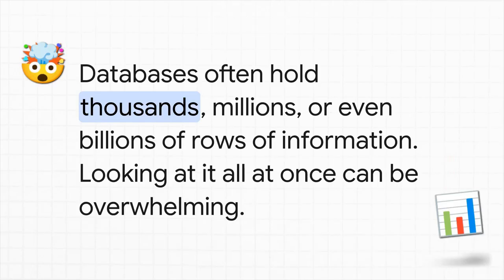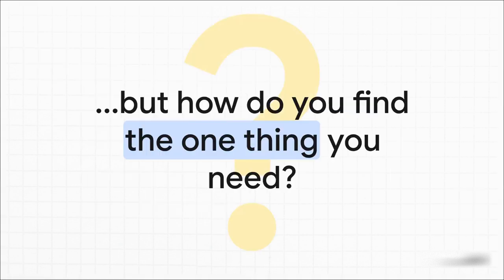No matter what you're working with, customer info, product lists, you name it, databases are just huge. We're talking thousands, sometimes millions or even billions of rows of data. And trying to look at all of that at once, it's just a lot. It can be totally overwhelming. So, when you're staring at this mountain of data, how in the world do you find that one thing? That one specific customer you need to look up, or that single transaction that seems off. It feels impossible, right? It's the classic needle in a haystack problem.